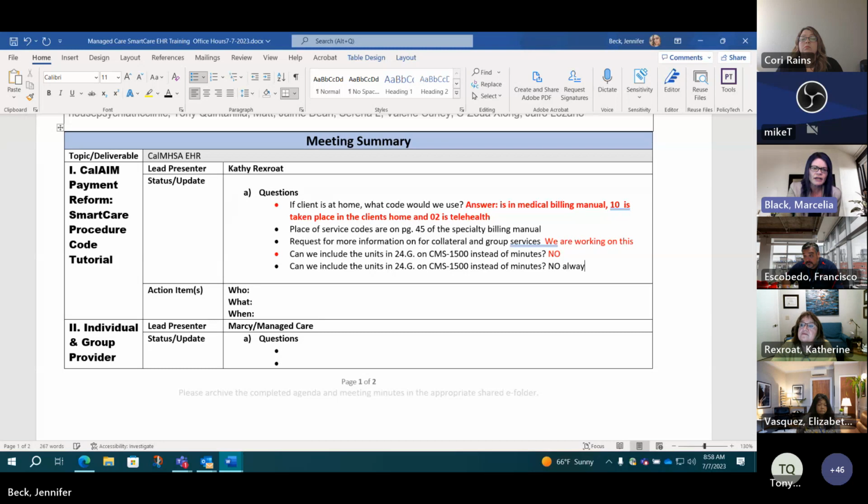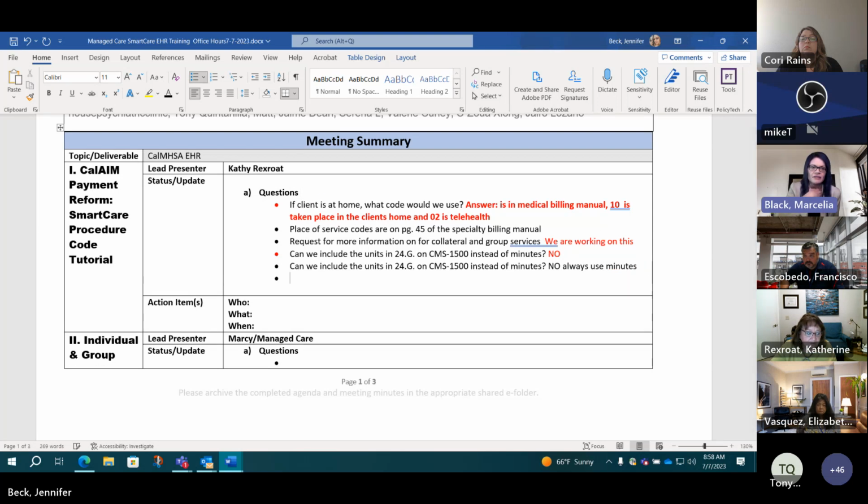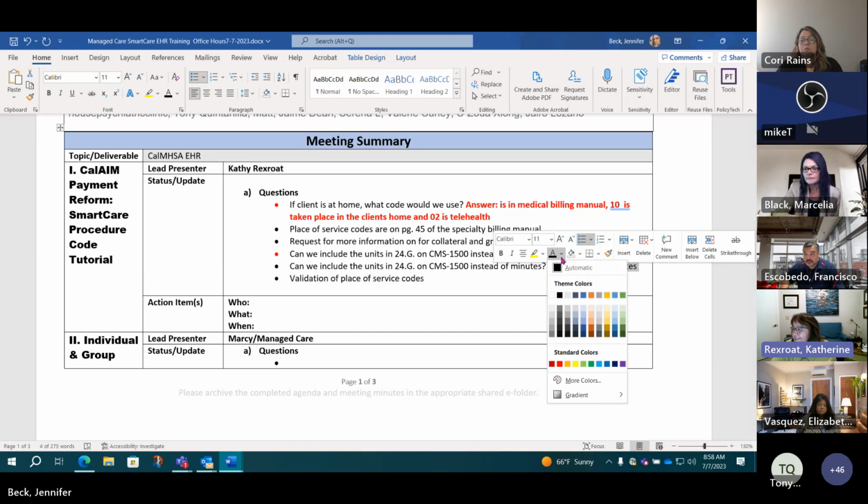And one other thing to document, Jennifer, is under questions, can you also put validation of place of service codes? Because it sounds like we need to look at the place of service and validate that the information that was sent out to at least Curtis, it might have gone out to the org providers, but not the individual and group. So yes, I'm going to validate. I'm going to move along because we're going to run out of time. We have 15 minutes left, I think.